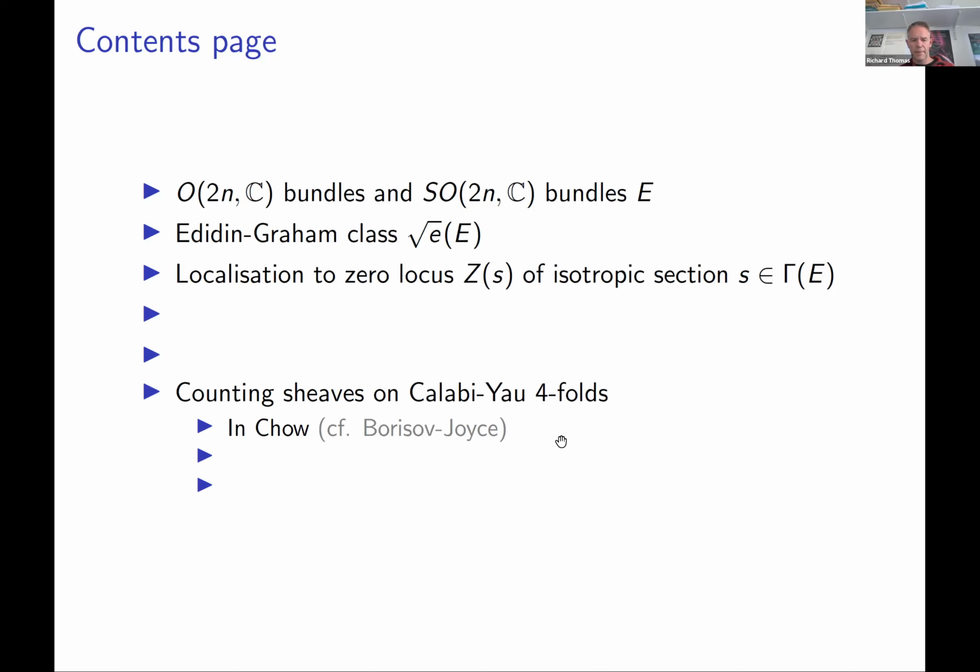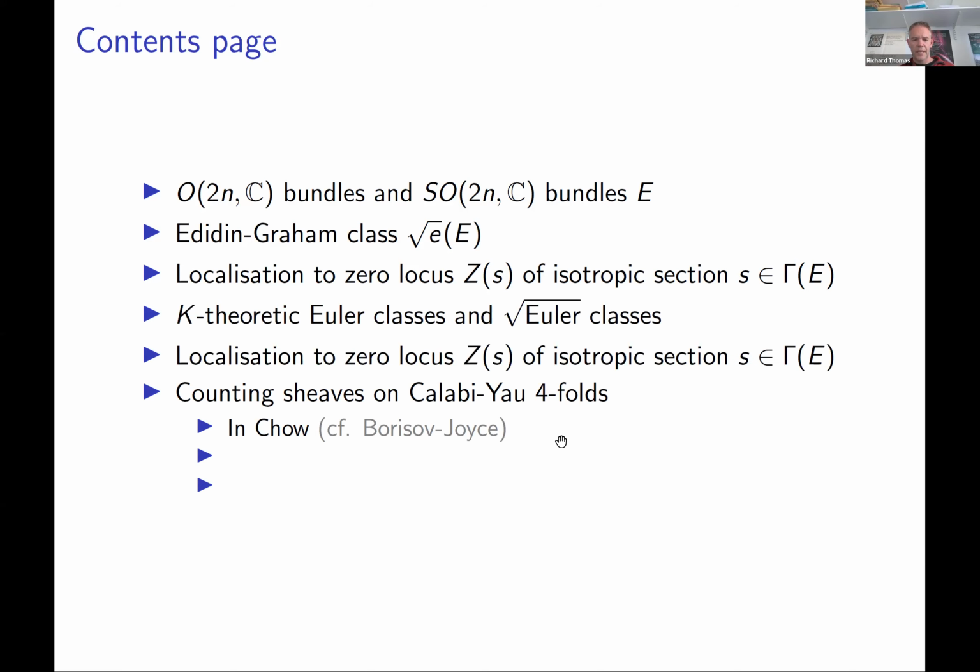And this has applications to counting sheaves on Calabi-Yau fourfolds, where you're not supposed to see the link yet. The sheaves are very different from the quadratic bundles. The quadratic bundles come from the deformation theory of sheaves, actually, but I'll explain that later. So don't keep that in mind. Don't try and relate the two. That'll be in Chow.